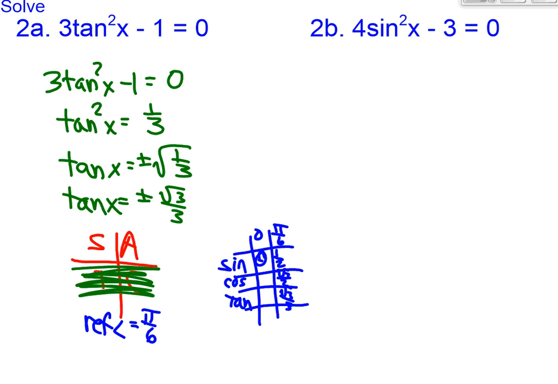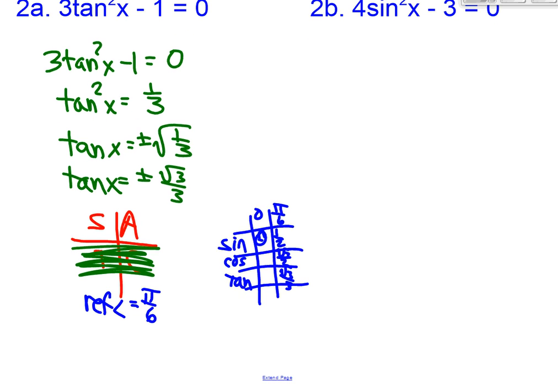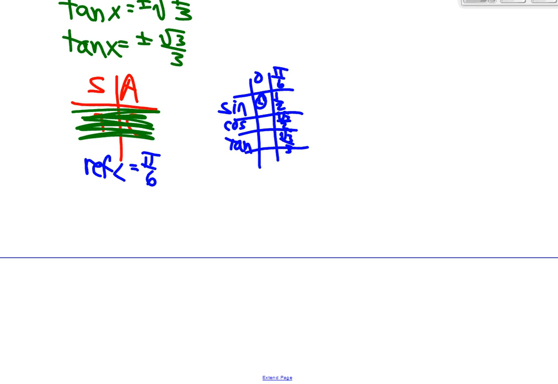And so then my 2 answers, and I was just told to solve. But since tangent repeats itself and it has a period of pi, once I find my answers, I'll just be adding pi n to them. So that's something to just be aware of. So my first angle is just pi over 6, so x equals pi over 6 plus pi n, since I want a general answer.